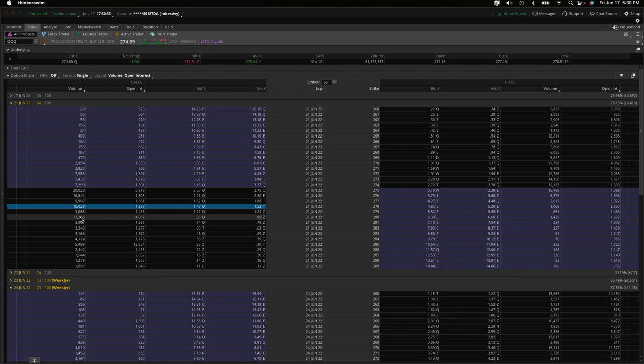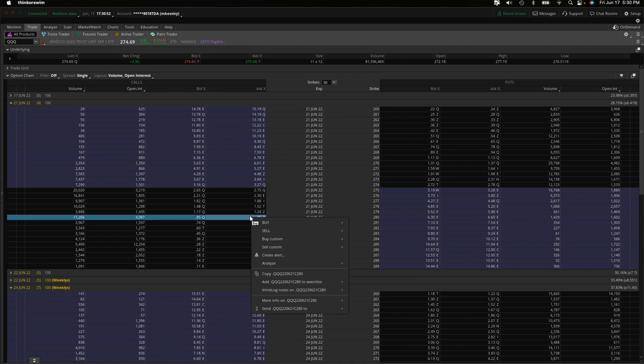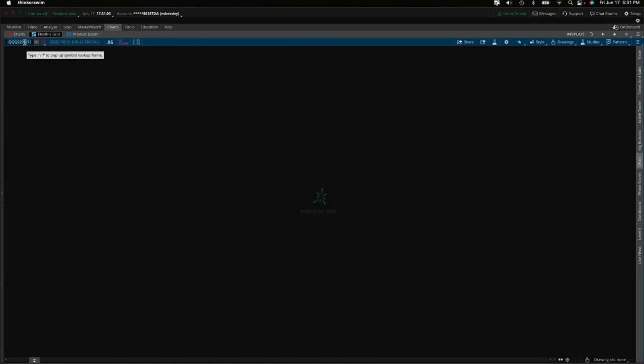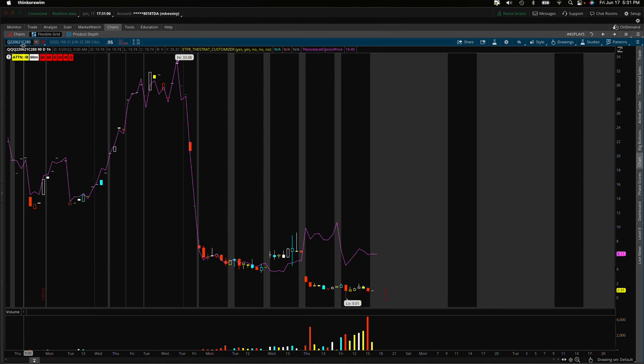Volume means the volume that has been in this position, and open interest means that these are positions that are currently open right now. So we'll right click on this, click on copy, and then we'll do Command V for Apple or Control V for PC. Click enter. Let's get rid of all of that stuff.